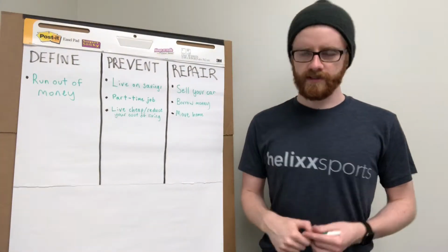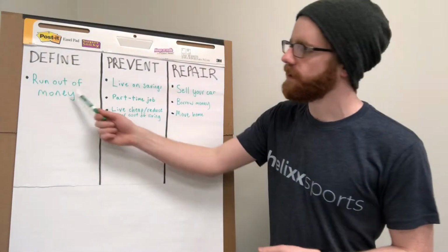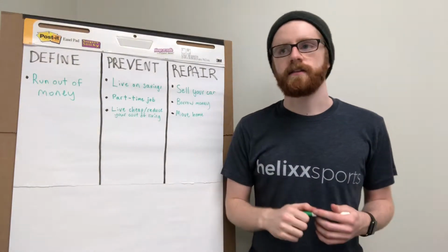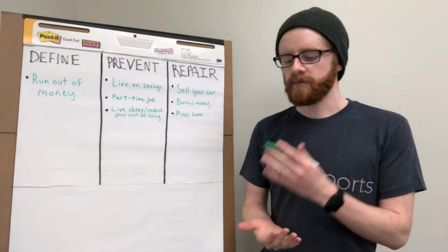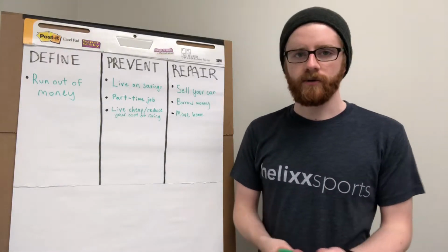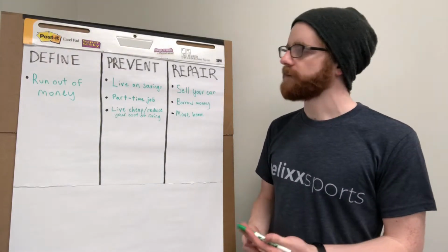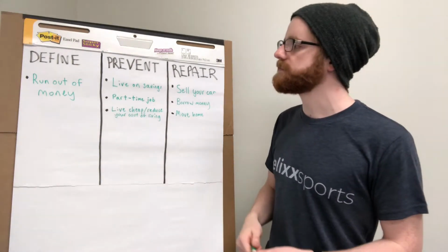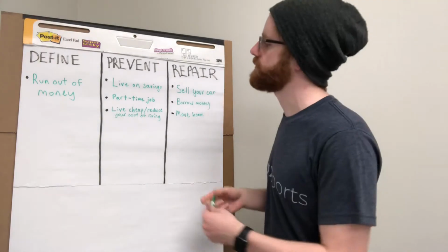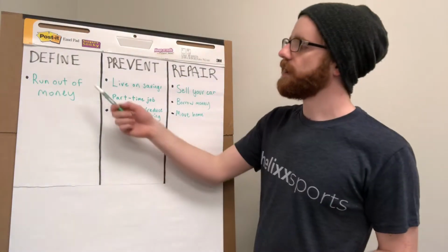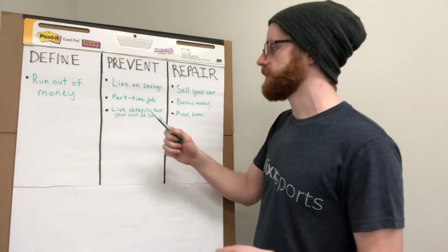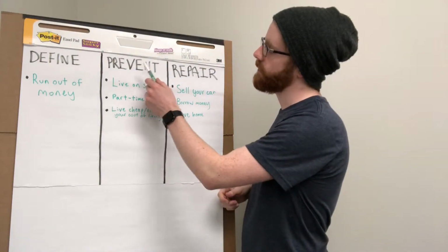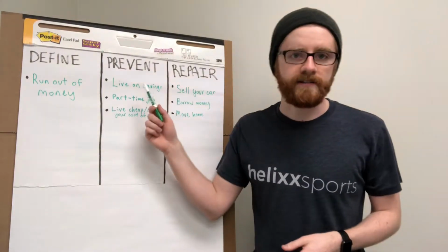For my example worst case scenario, I'm going to write run out of money because I think that that is something that somebody who's applying for a new job or somebody who's wanting to quit the job that they already have would have in common. So we're going to, like I said, list out 10 to 20 of these, but just as an example to demonstrate how this works, running out of money, that would really suck. And ways to prevent that: you could live on savings.